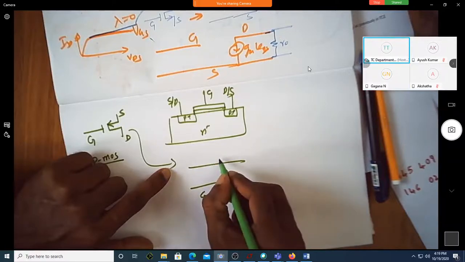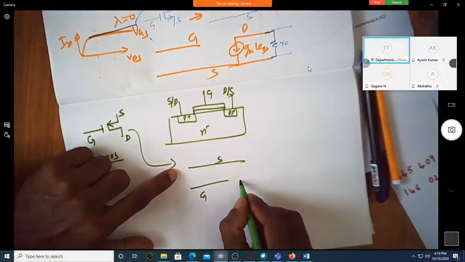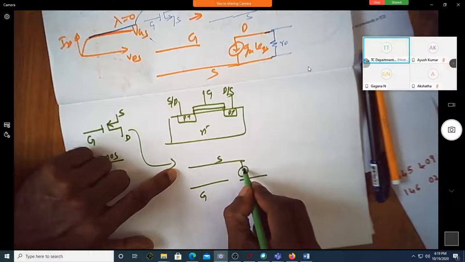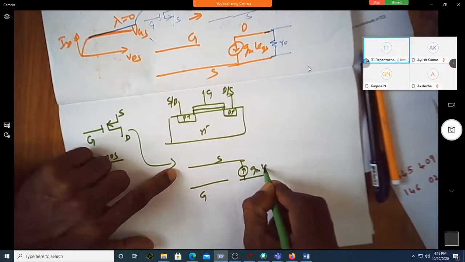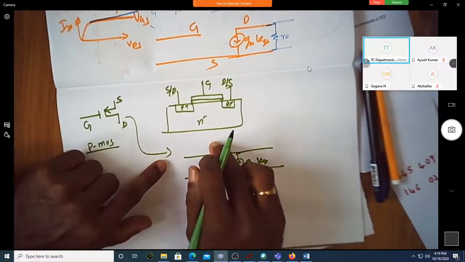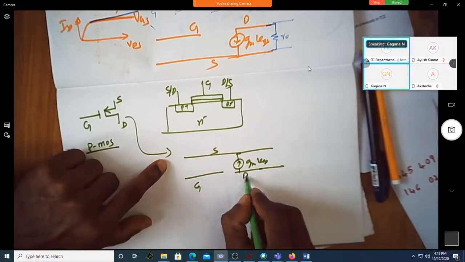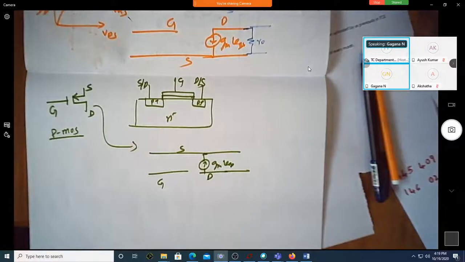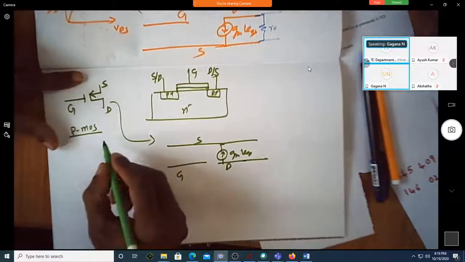This is gate, and the source is always at higher potential. Now I'm writing it like this. This is gm into VGS. This is source, because you can see the source is at a higher potential. This is gate, this is drain. Correct? Yes, sir.